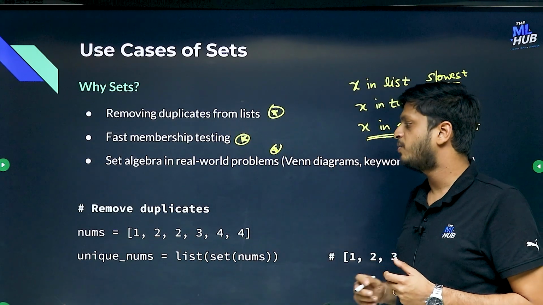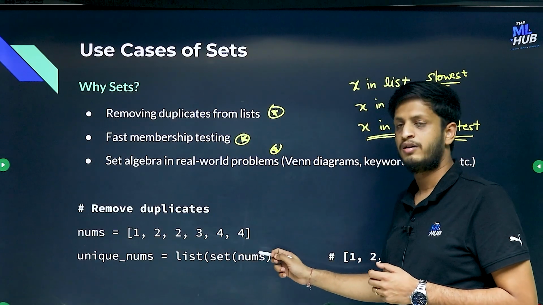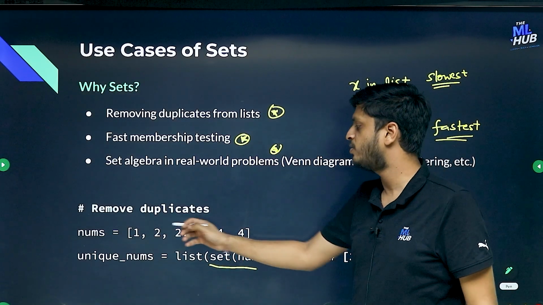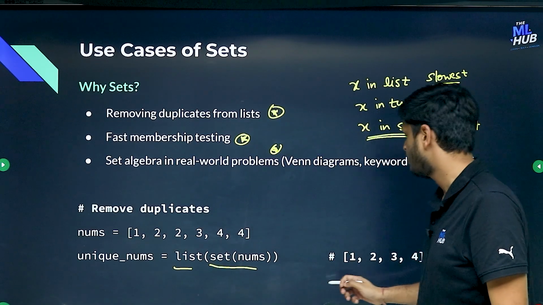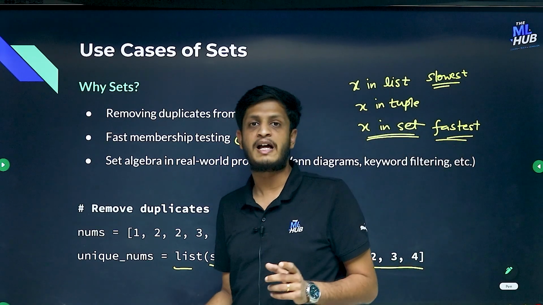So this is how you can remove duplicates from a list. If a list contains elements 1, 2, 2, 3, 4, 4, then if you just convert it into a set, all the duplicates will be removed. So only 1, 2, 3, 4 will be present in the set. And if you convert it into a list again, you will get 1, 2, 3, 4. But the problem is the order is not guaranteed.